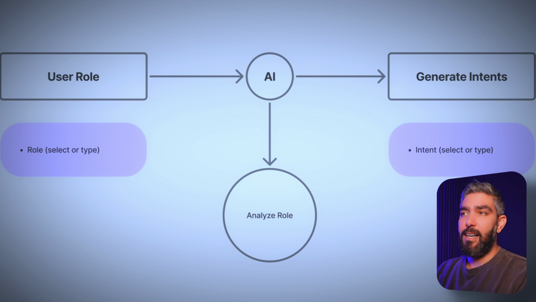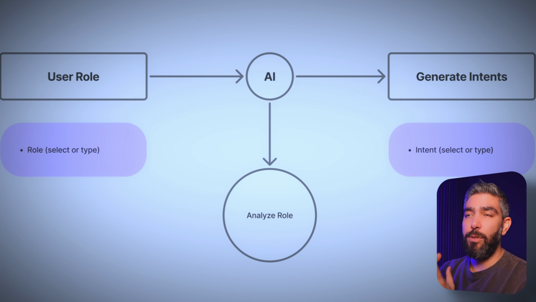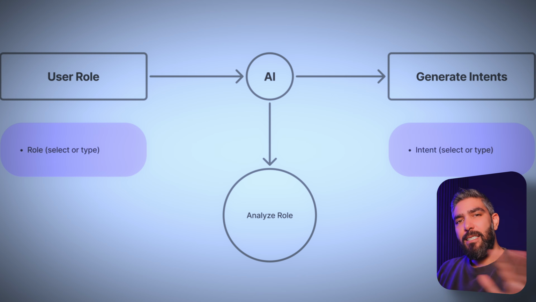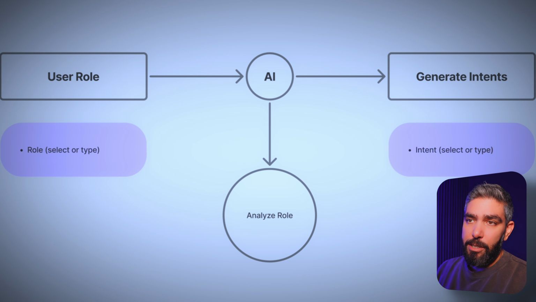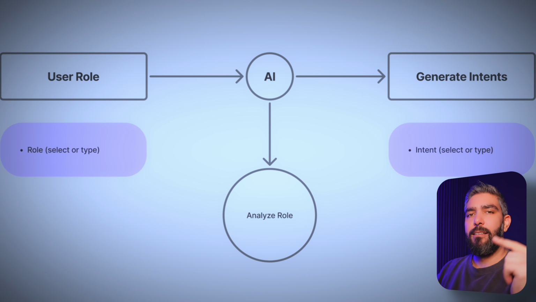And then I need the AI to analyze the role and come up with custom intent options. And I'm doing this so that the user will have options to select from, and if none of them apply, they can type what they need. But to have the least friction here, which is my primary path, I want the user to select a role and then select an intent, and that's it.